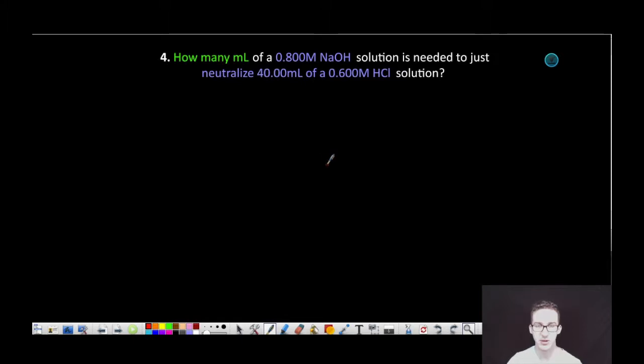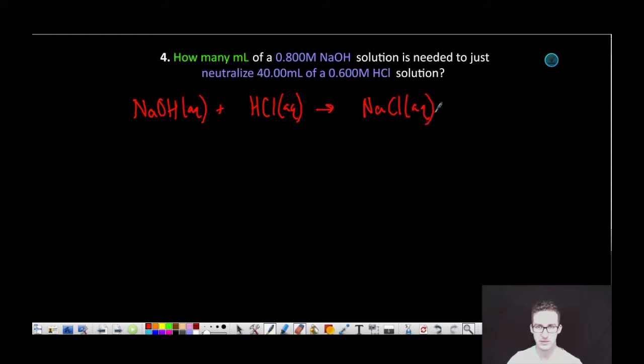Number 4 says how many milliliters of a 0.800 molar sodium hydroxide solution is needed to just neutralize 40 milliliters of a 0.600 molar hydrochloric acid solution. Okay, straight up equation right in time. We've got sodium hydroxide plus hydrochloric acid going to react together to form our aqueous salt, sodium chloride, and liquid water.